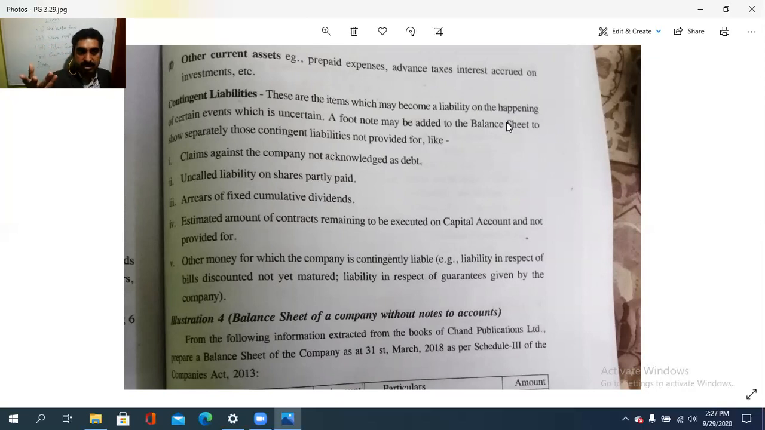Happening is uncertain, isn't it? Then uncalled liability on the shares partly paid.